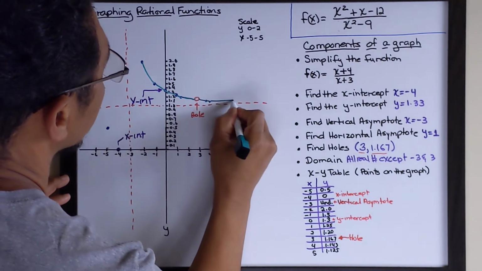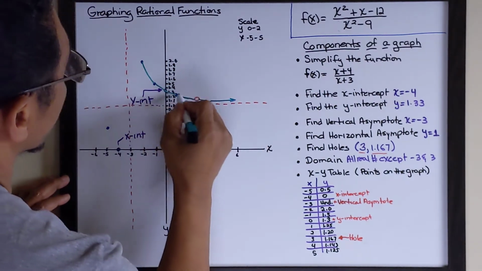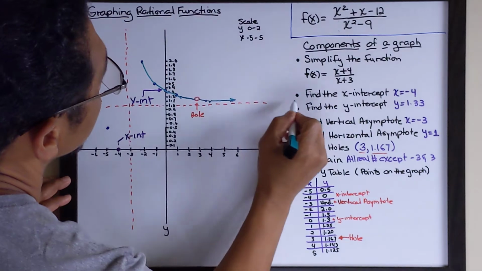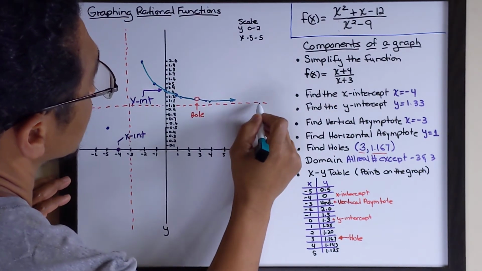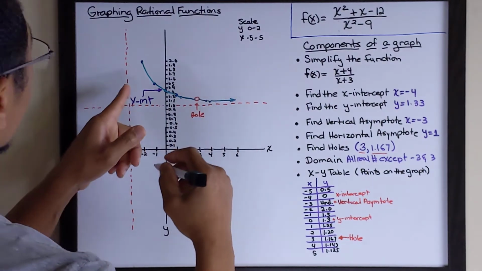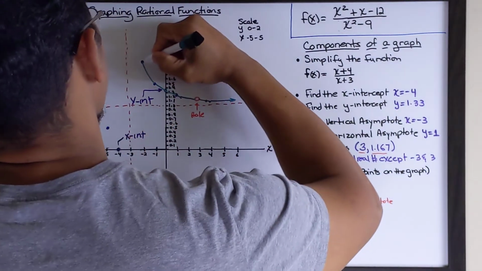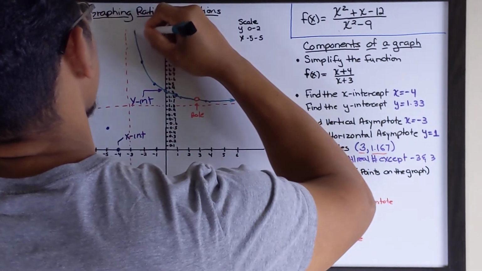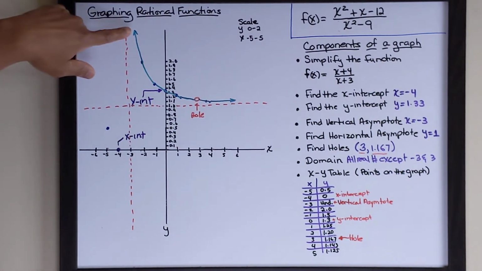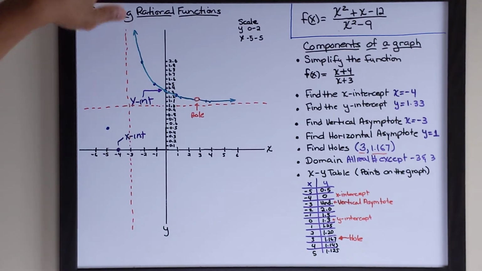And what will happen is your function will go into infinity in this direction, but will never touch this line, which is the asymptote line. And the same with the vertical asymptote, this graph will go on forever in this direction. But we'll never touch this red line. It'll get closer and closer to infinity, but we'll never touch that red line.